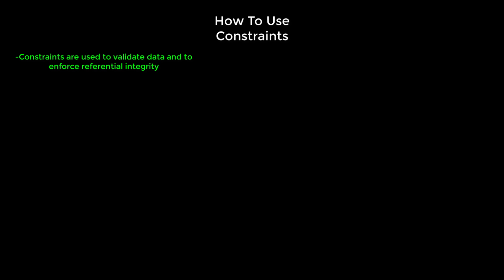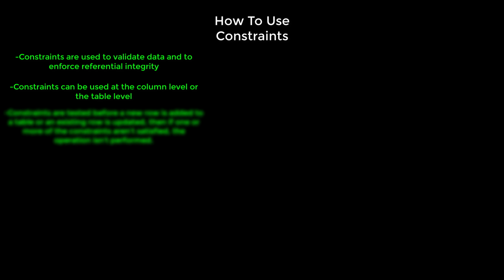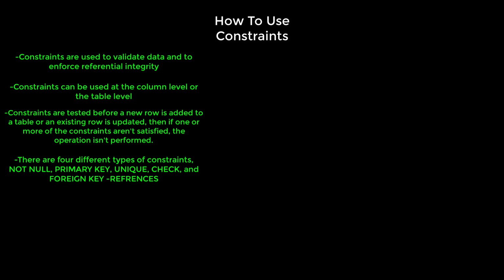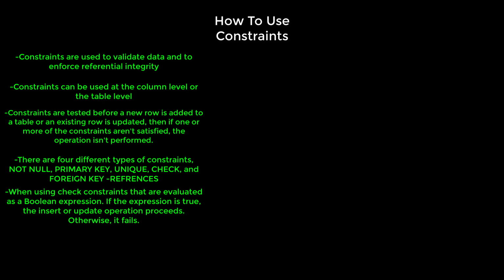Constraints are used to validate data and to enforce referential integrity. Constraints can be used at the column level to restrict the value of a single column, or at the table level to restrict the value of one or more columns. Constraints are tested before a new row is added to a table or an existing row is updated. If one or more of the constraints aren't satisfied, the operation isn't performed. There are five types of constraints: not null, primary key, unique, check, and foreign key references. A check constraint is evaluated as a Boolean expression, and if the expression is true, the insert or update operation proceeds. Otherwise, it fails.